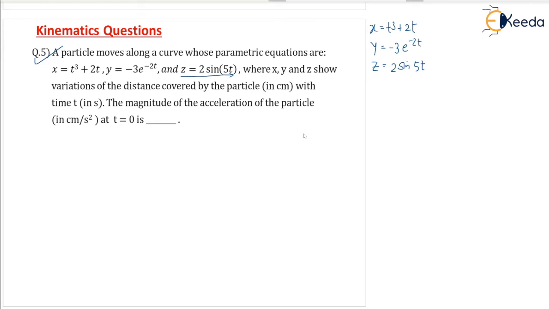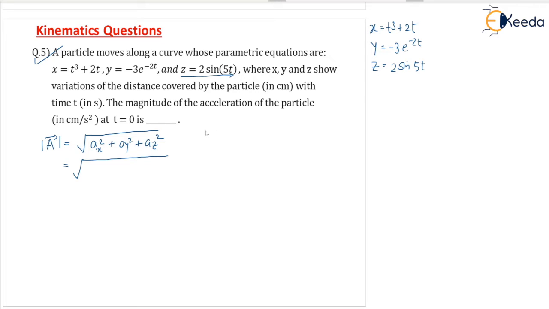So we know the magnitude of acceleration is given by this equation for a three-dimensional flow. Root under of ax square plus ay square plus az square. Correct? So that means definitely we have to find the value of ax, ay and az. Then only we can substitute and then we can get the answer. So how to find ax, ay and az?